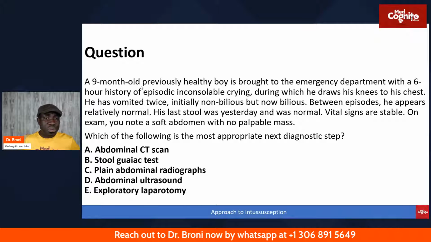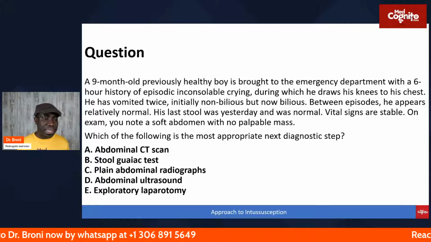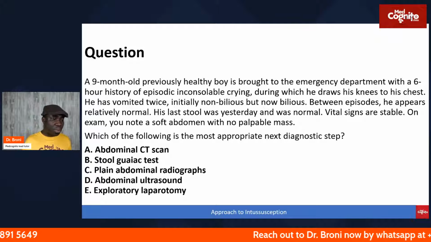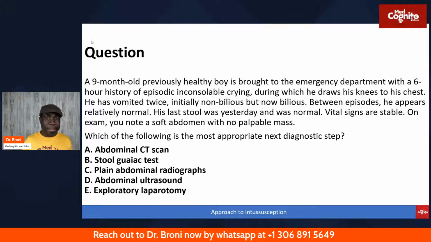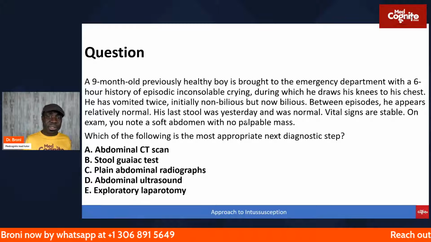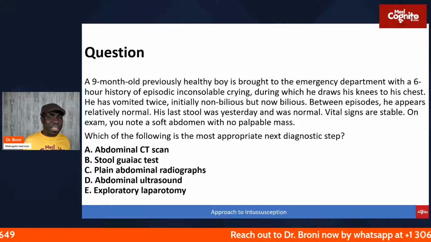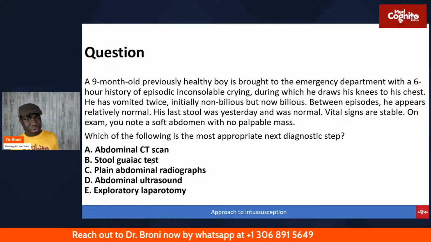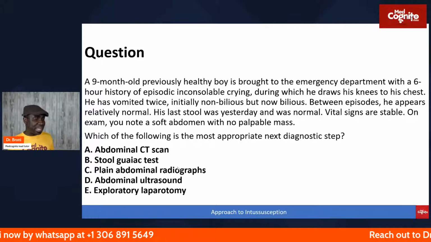So a 9-month-old previously healthy boy is brought to the emergency department with a 6-hour history of episodic inconsolable cry, during which he draws his knees to his chest. He has vomited twice, initially non-bilious, but now bilious. Between episodes, he appears relatively normal. His last stool was yesterday and was normal. Vital signs are stable. On exam, you note a soft abdomen with no palpable mass. Which of the following is the most appropriate diagnostic test?